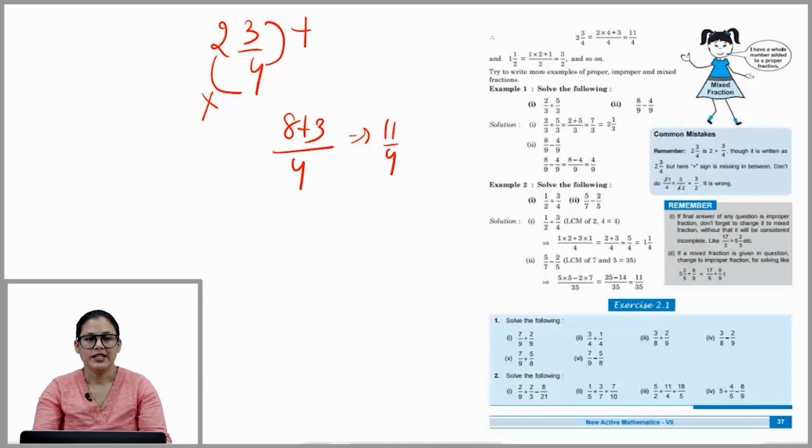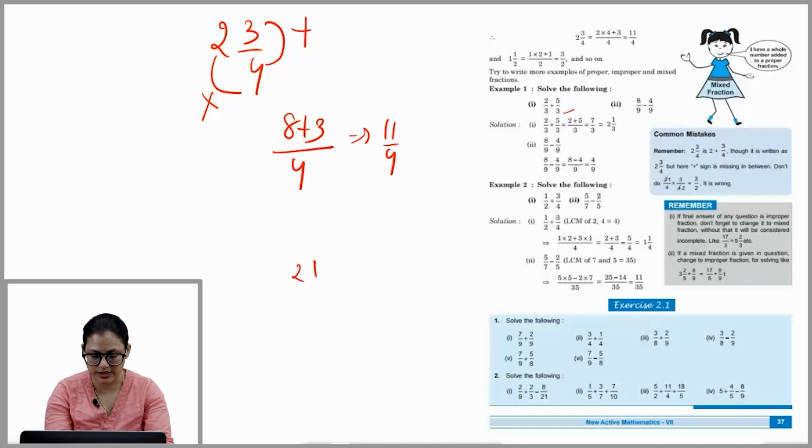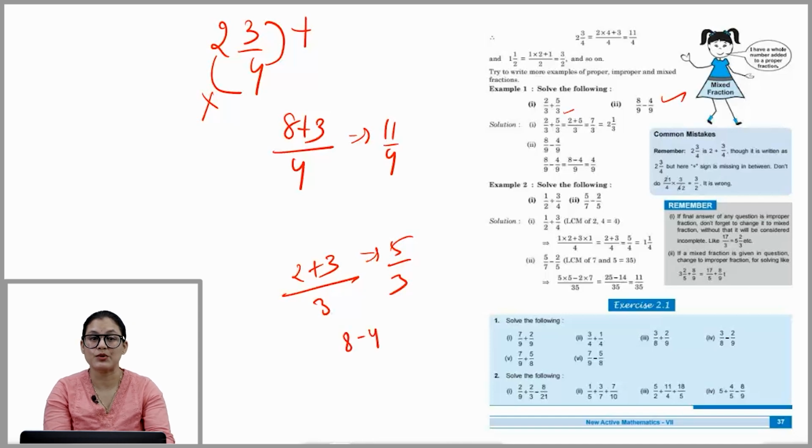Example 1. Solve the following. Okay, this is very easy. See, the denominators are equal, the same. So what will you do? You will just add the numerators. Means 2 plus 3 and the denominator will be the same. So you will get 5 by 3. In subtraction also, what will you do? You will just subtract the numerators and the denominator will be the same. 8 minus 4 is 4, 4 by 9 is the answer.